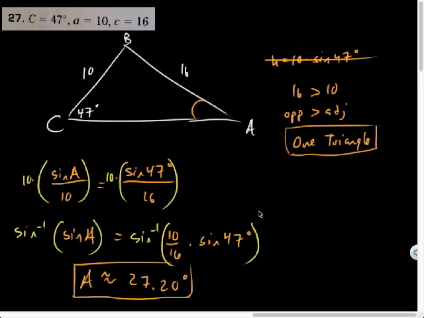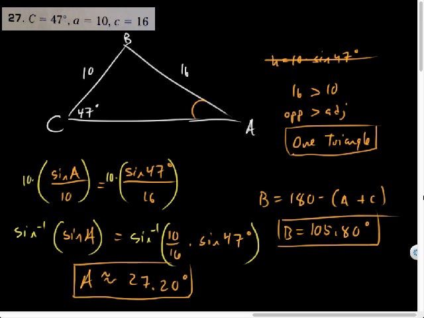And now I could find angle B, which I think might be the obtuse one. So 180 minus A and C. Right, so angle B is going to equal 180 minus, parentheses, the second answer plus 47, close parentheses. And here's my obtuse angle, 105.80 degrees. Good stuff.